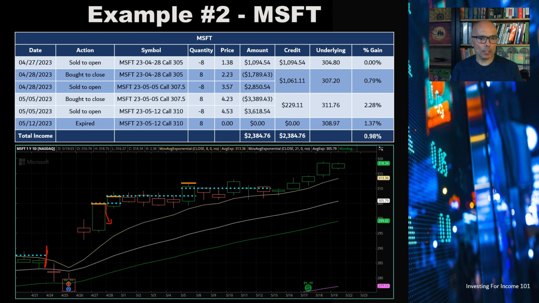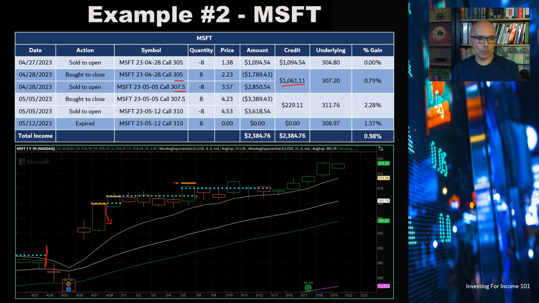So I was able to roll the option, get some premium for it. So I rolled it from 305 to 307 and a half. I got some premium on it, and it was only 1 week later, right? So 1 week later, again, it turned out that Microsoft had a strong Friday. Actually, the whole market was strong on that day. And so I had to roll the option again.